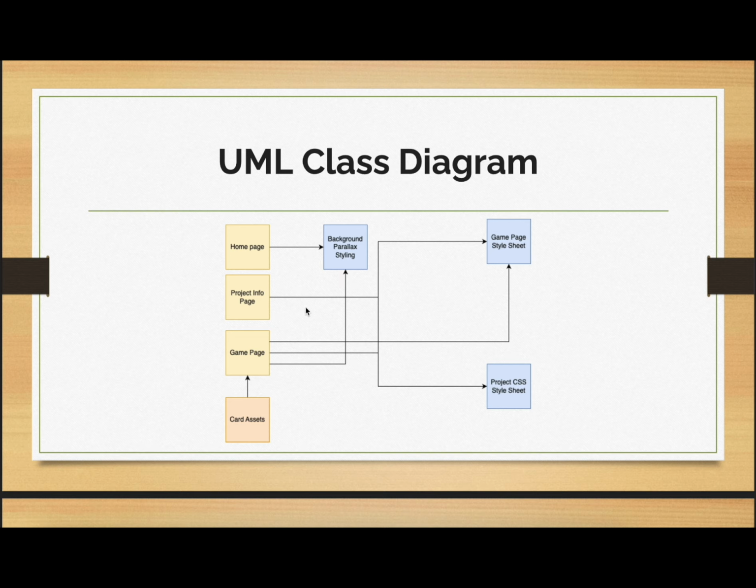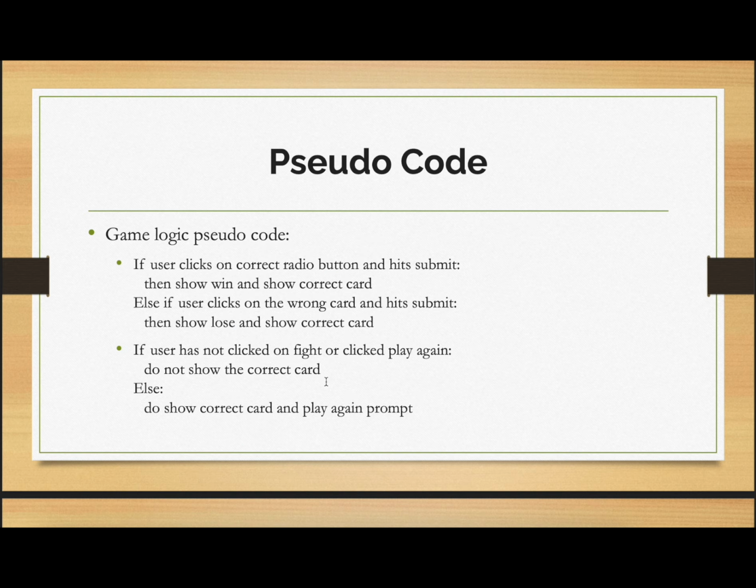We also have a project info page, and on this page, we have the project CSS style sheet. This is just where we have the little blurb about the team members, what everyone did, stuff like that. And the game page has its own style sheet. And then the other thing we have is just the card assets. These are just the images that we used on the screen. So for the pseudocode on the game logic.